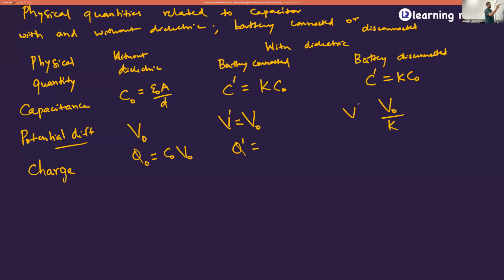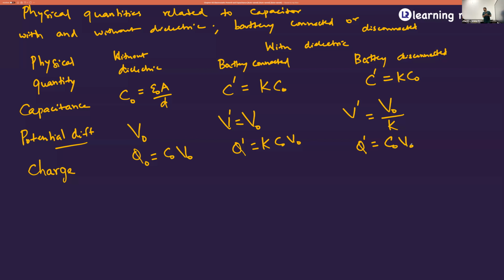So what is happening to the charge? Capacitance is increasing by a factor of K. Charge is also increasing by a factor of K, provided you keep the battery connected. Now, if you disconnect the battery, then what will happen? Q dash will be equal to K into C naught into V naught divided by K. So when you multiply both, what will happen? You will have C naught V naught, which is nothing but the initial charge without the dielectric.